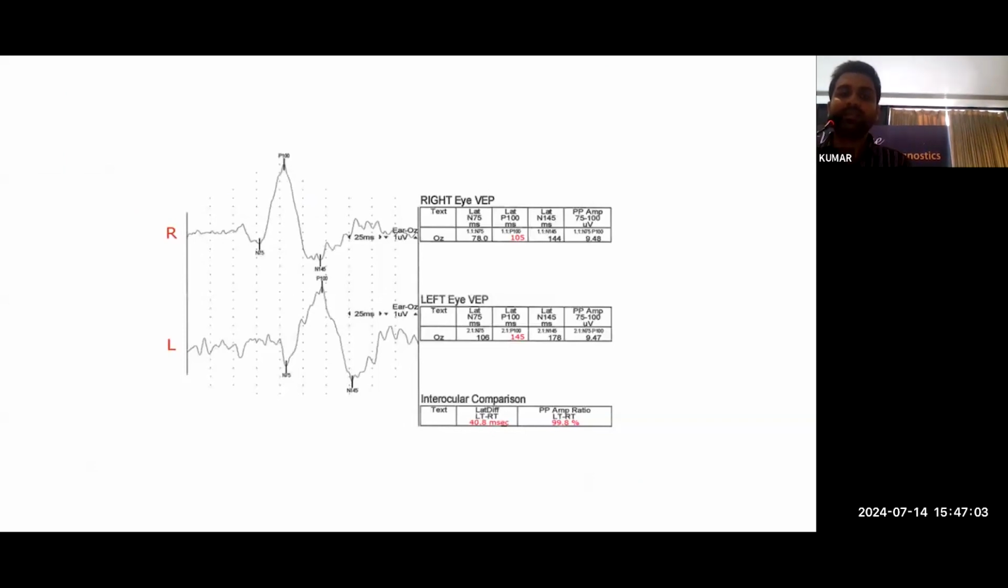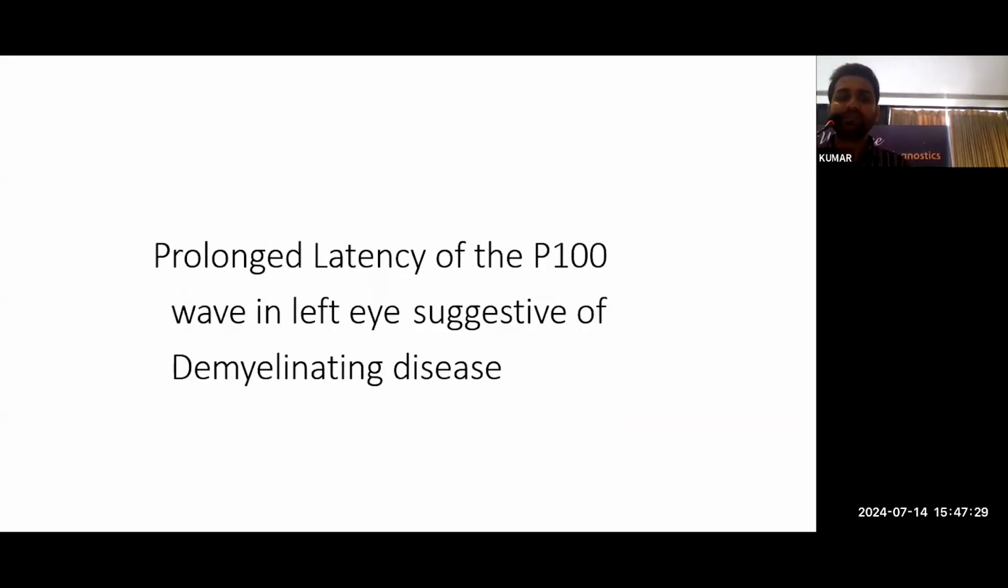So this is the next example. I'll read out the values. In the right eye, the latency of P100 is about 105 milliseconds. Amplitude is about 9.4. In the left eye, the latency is about 145 milliseconds and amplitude is about 9.47. So in this, what is abnormal? The amplitudes in both eyes are normal. The latency of the right eye is normal, but in the left eye, it's delayed. Delayed latency in the left eye would be more in favor of demyelinating optic nerve pathologies.